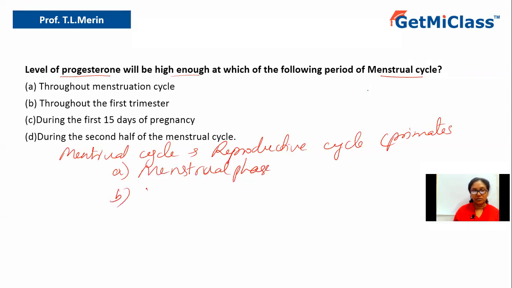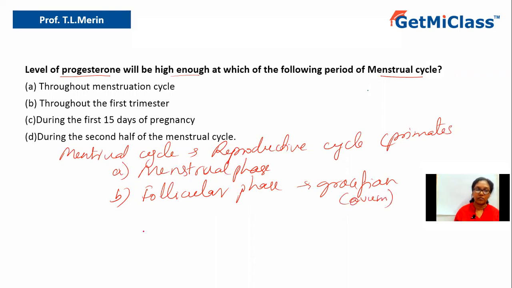The second phase is called the follicular phase, where there is maturation of the follicle, and there is formation of the Graafian follicle. And this Graafian follicle consists of the ovum within it.